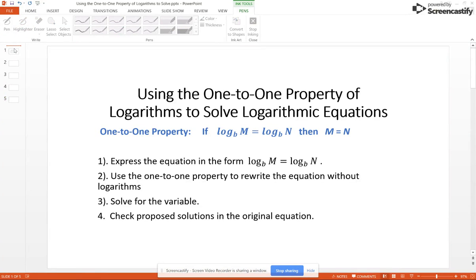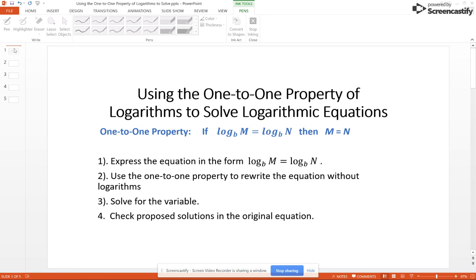Using the one-to-one property of logarithms to solve logarithmic equations. Now, the one-to-one property of logarithms says, basically, if you have log base b of m equal log base b of n, then m equals n. So whatever you're taking the log of in both cases is equal.